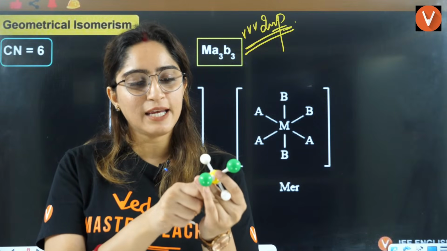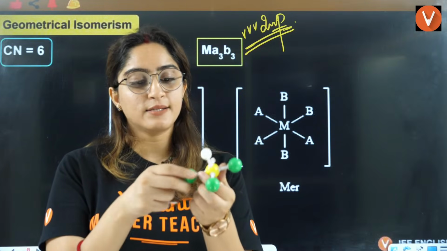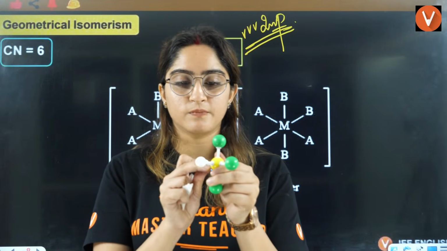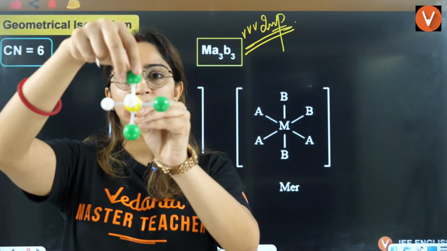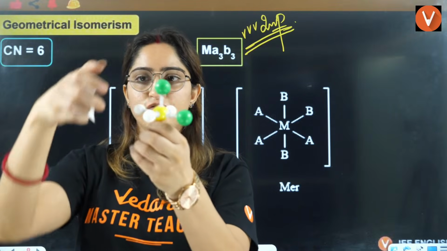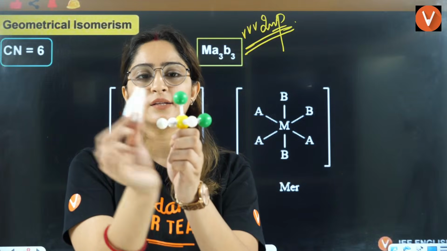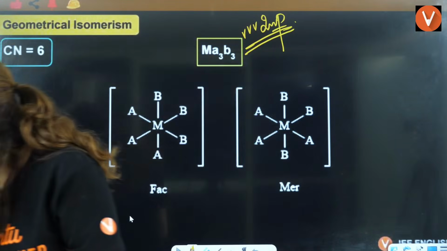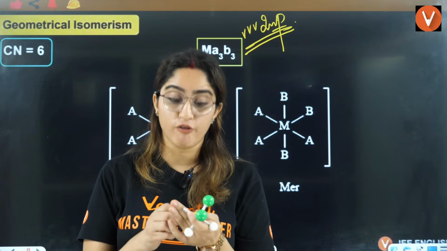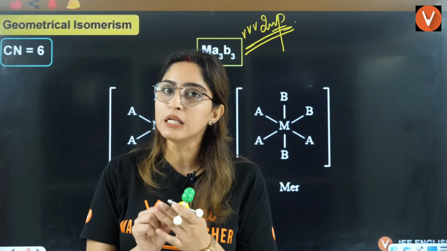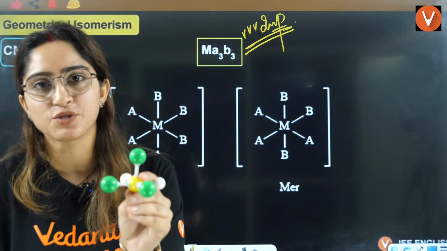If I put this green here, is it becoming one phase? This is not a phase. A phase, I showed you that these are the phases, 1, 2, 3 or 4. So you need to have all the same atoms on the same phase. That is called facial isomerism. Okay, so this is called facial isomerism.